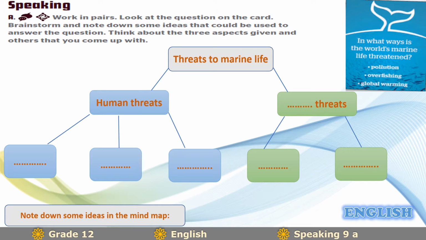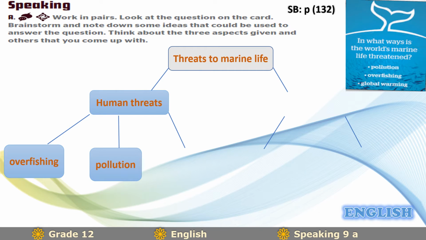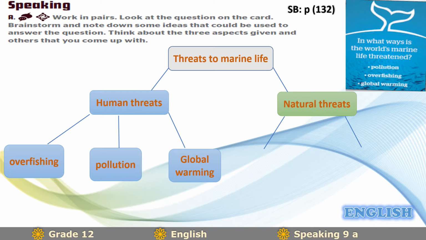All right, so let's start with the human threats. Yes? Excellent. Overfishing. This could be a threat to marine life. The second one is pollution. Very good. It's an important factor that can threaten marine life. And the third one is global warming. Very good. What about the second category of the threat to marine life? It's natural threats. Like what? Can you give me an example? Good. Climate change. And the second one is volcanoes. Very, very good.